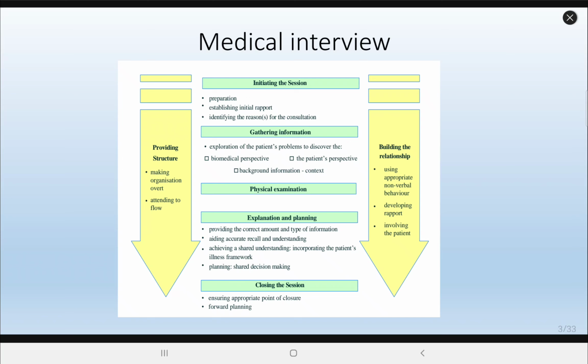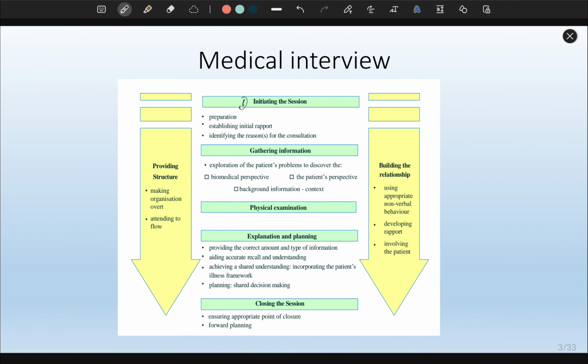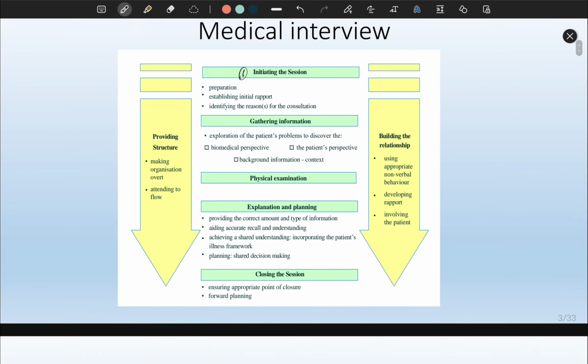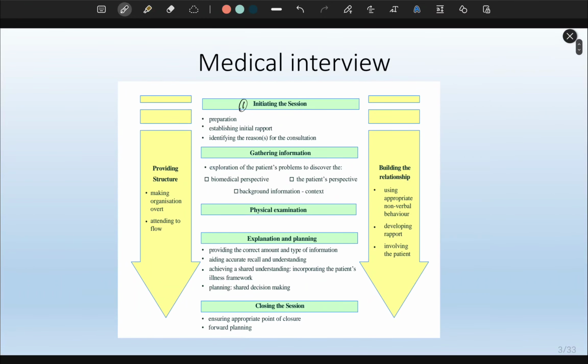When we communicate with the patient, we interview the patient. This is called medical interview. Each medical interview has a frame. It will start with initiating the session. When a patient visits me during this interview, I have to have a background on how I run this session with the patient. So I have to know how to initiate the session and how to gather information from the patient, then how to do a physical examination of this patient, because it also needs special skill. Then explanation and planning, how I give information back to the patient, and then closing the session. So this is generally the frame. You will take it in detail in patient-doctor relationship.